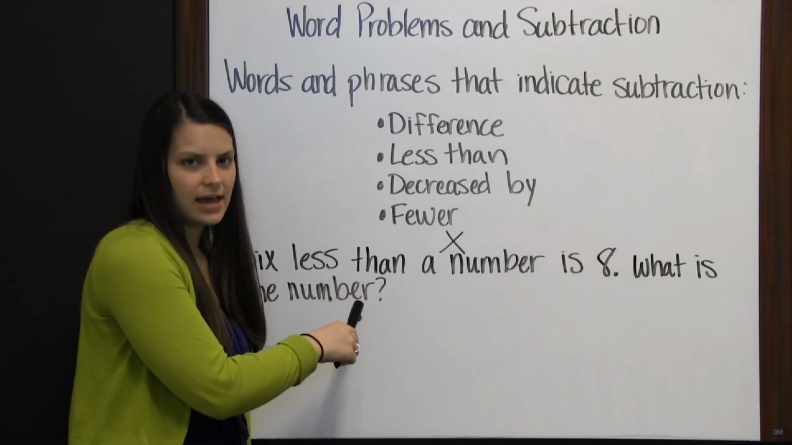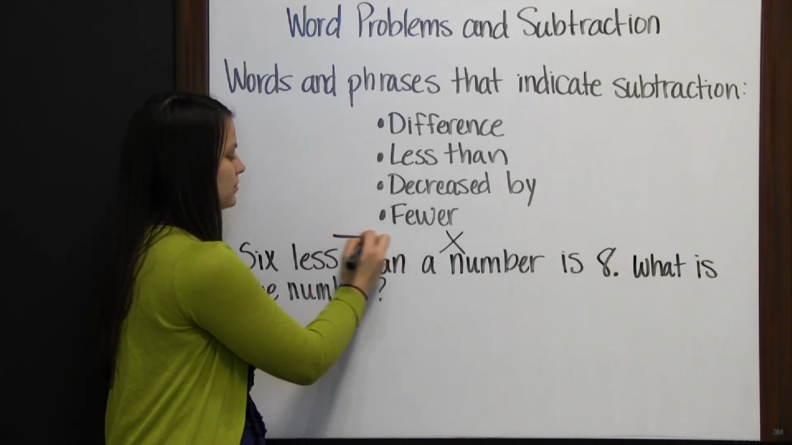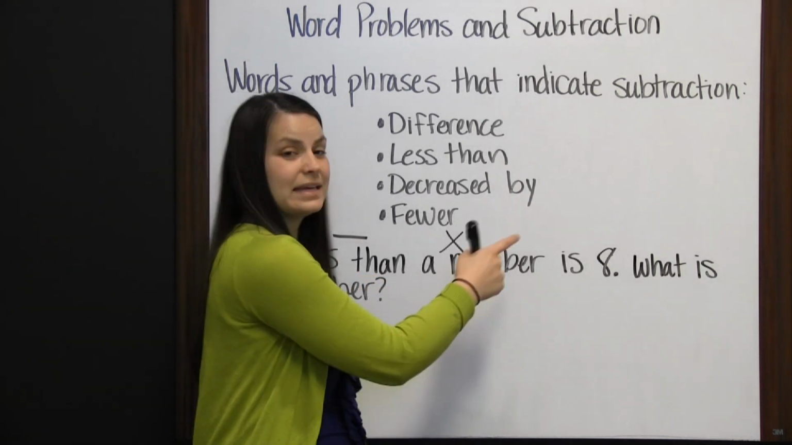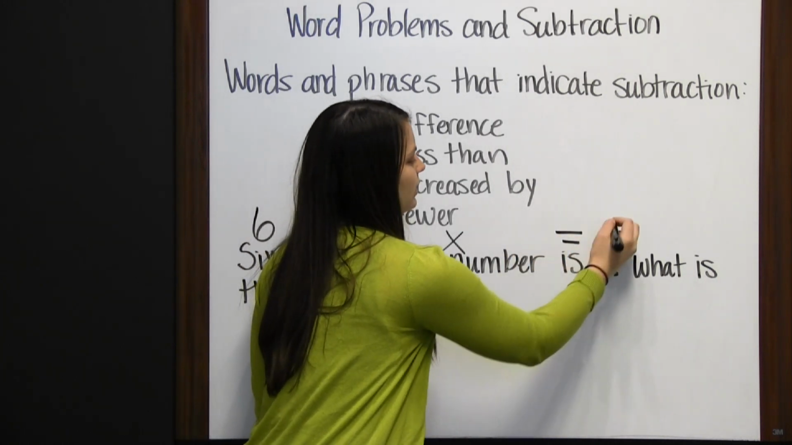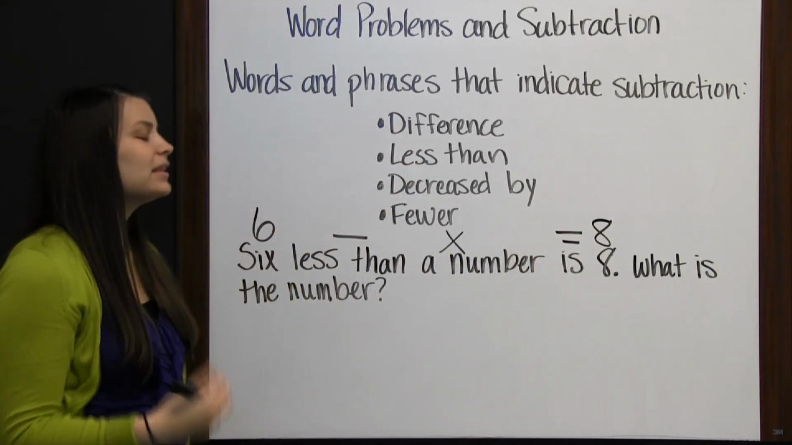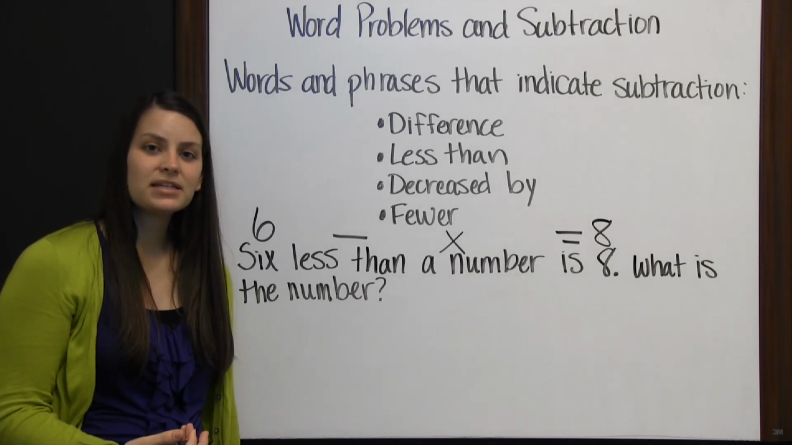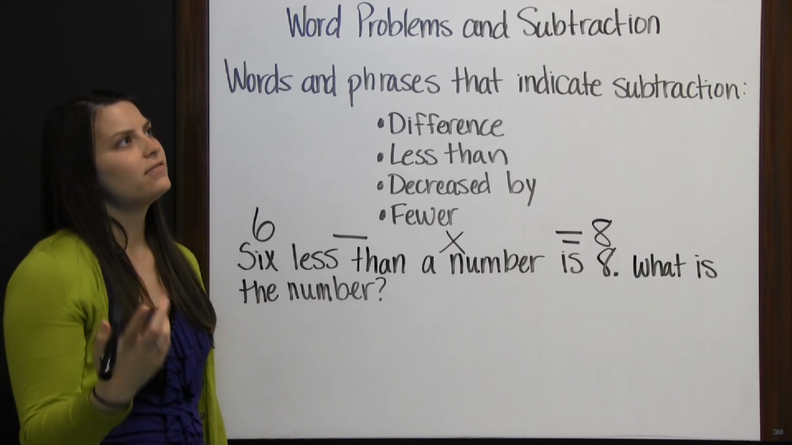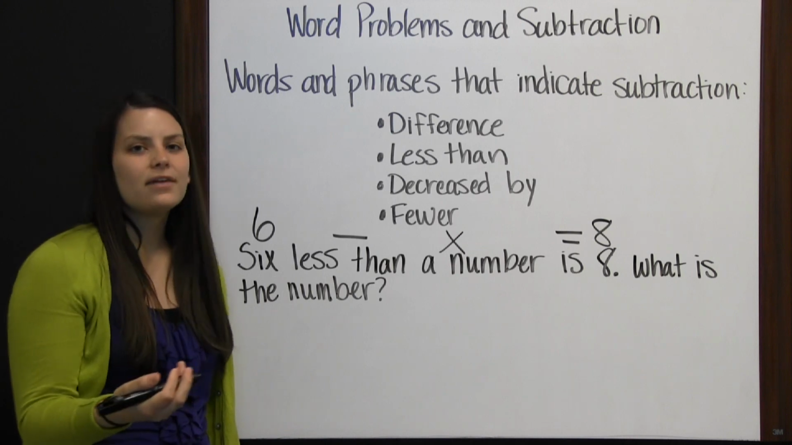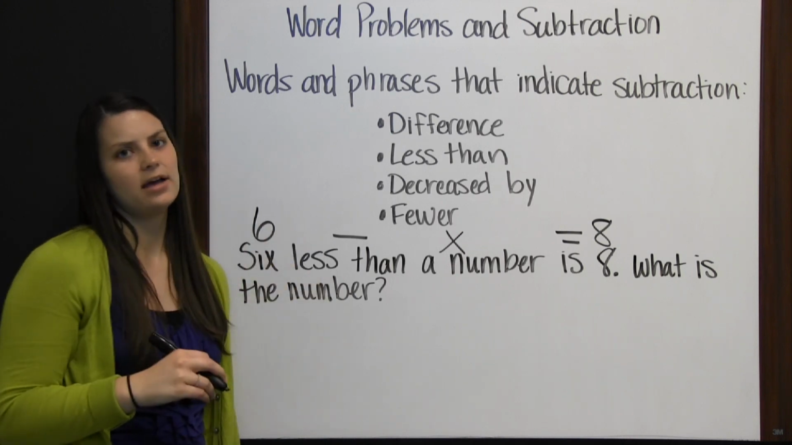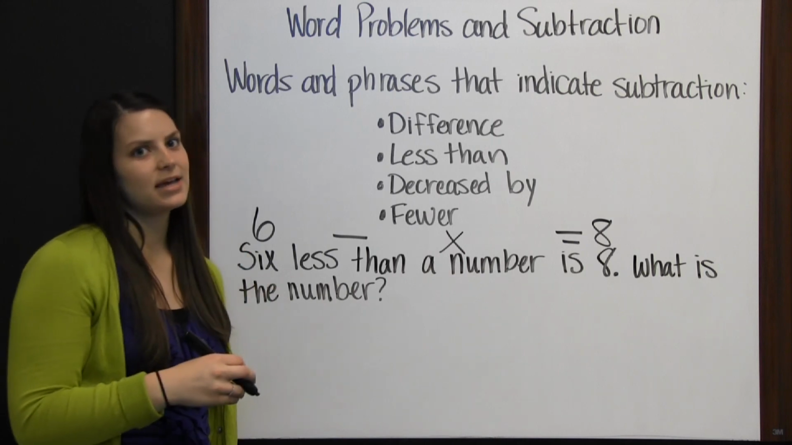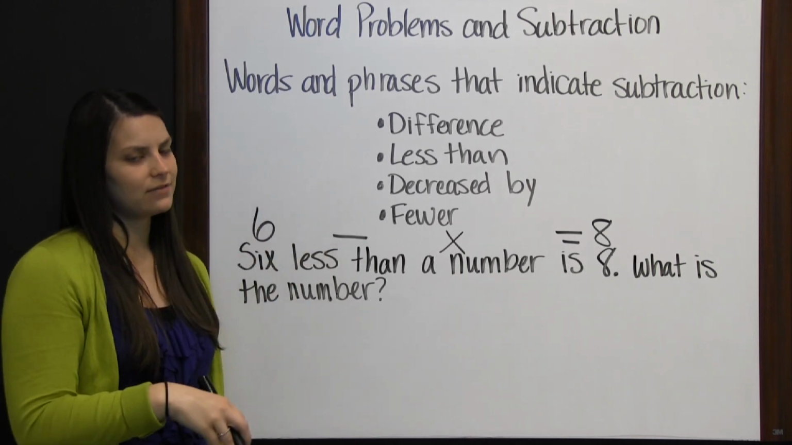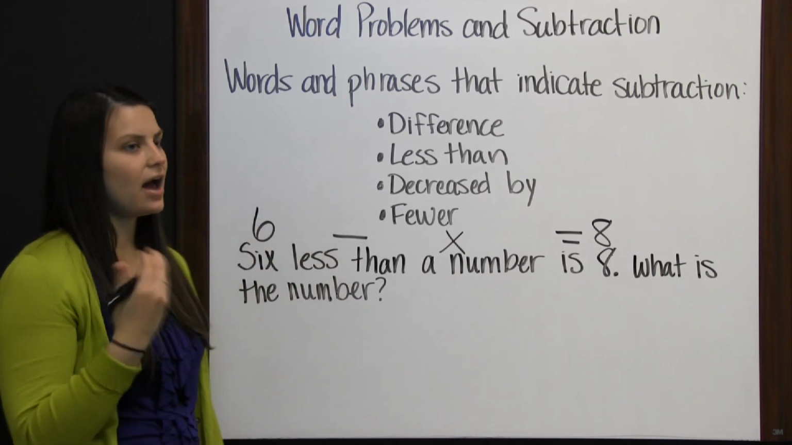This phrase less than tells us that we need to subtract. So we have 6. We're subtracting a number. Is an equal sign 8. But less than is a tricky phrase. It does mean to subtract, but again, you have to reverse the order of the things you're subtracting. Like if I said, I have $5 less than Jimmy has. That means that Jimmy has more money than I do. So I'd have to do Jimmy's money minus $5 in order to find out how much money I had.